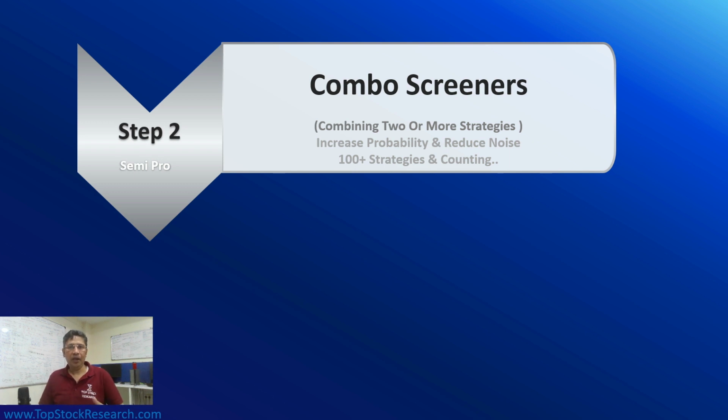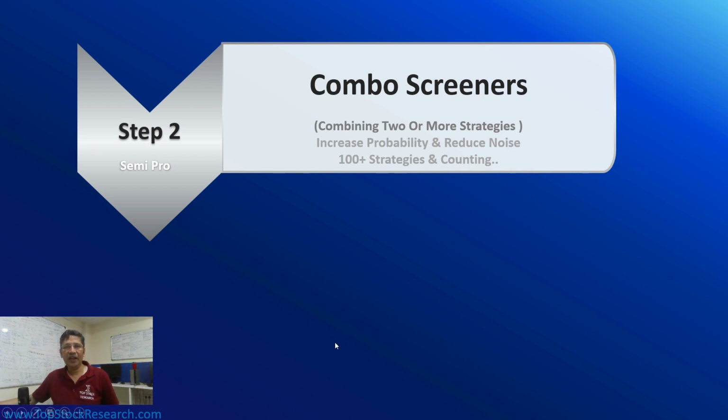At the same time, the number of results would be much lesser, which is a good idea, because the fewer results you get, the better it is, because it helps you pick the stock of your choice better, and it saves time also, right? So a good strategy is where you get few results out of one or a combination of multiple strategies. So combo strategy is a combination of one or more strategies. It increases your probability and it reduces noise.